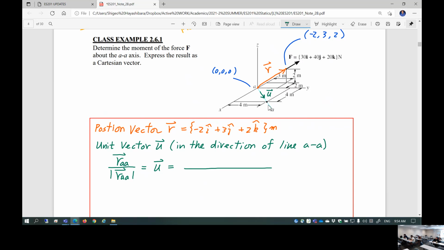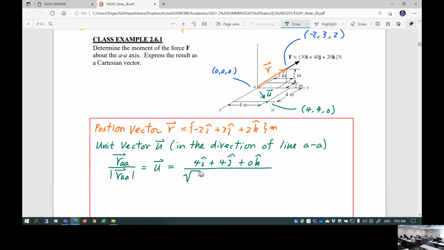So what is RAA? What's the coordinate here? X equal to 4. Y equal to 4. Z equal to 0. 4, 4, 0, isn't it? So what is the position vector AA? Anybody? 4i plus 4j plus 0k. That's it. This is the position vector AA.